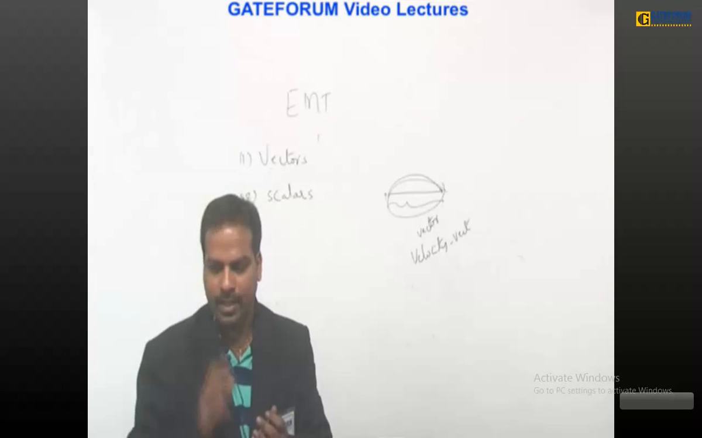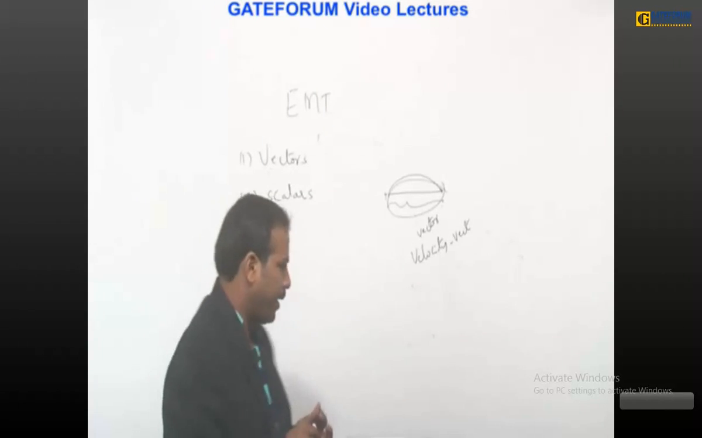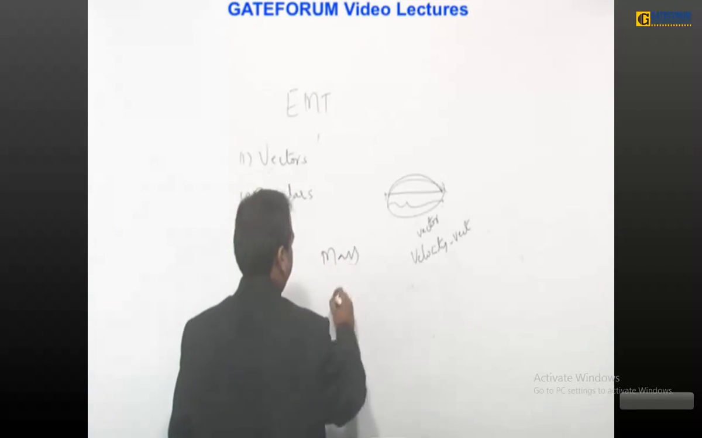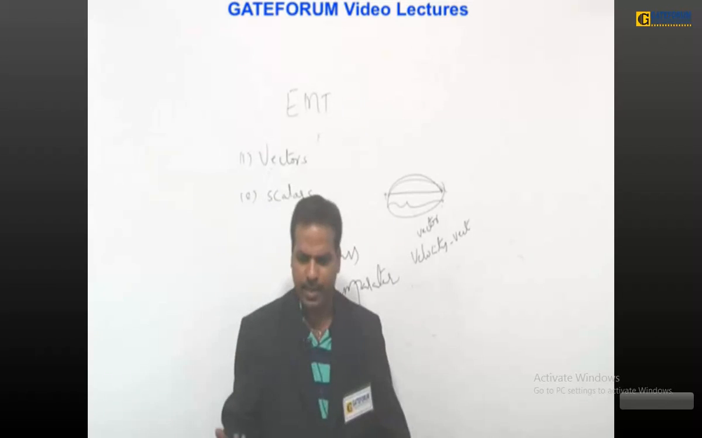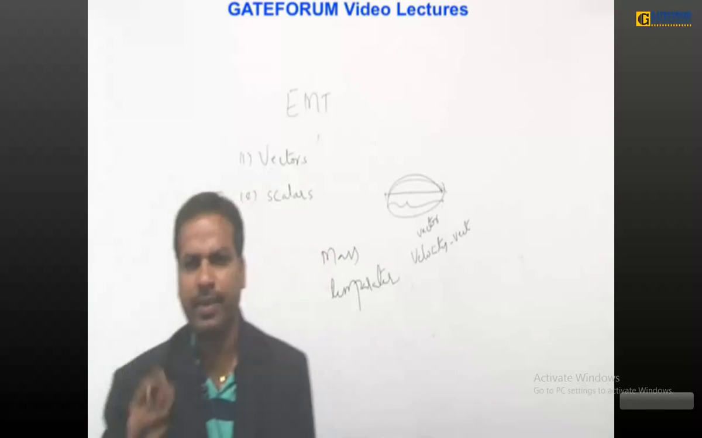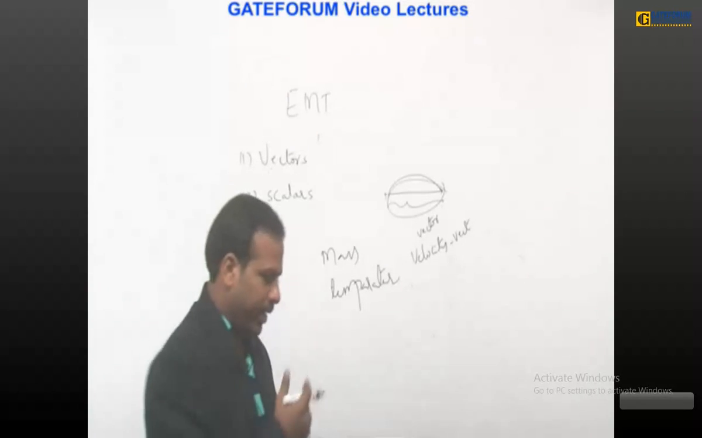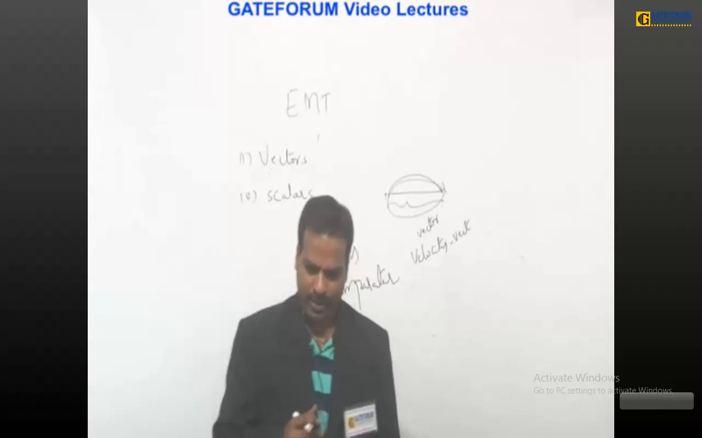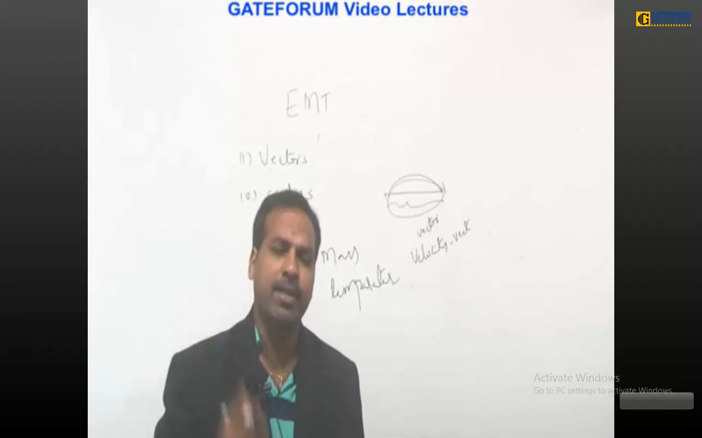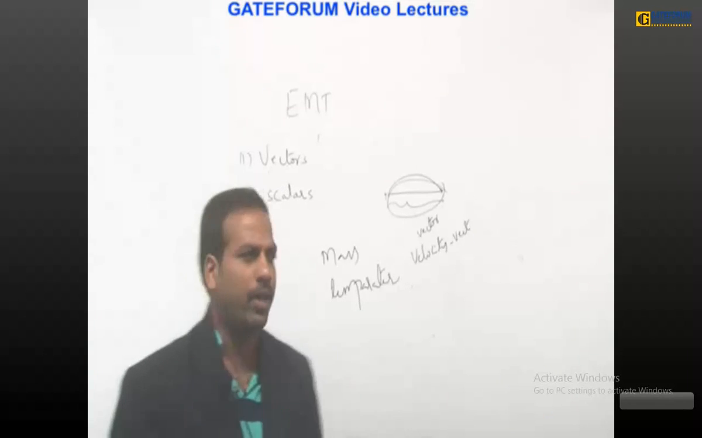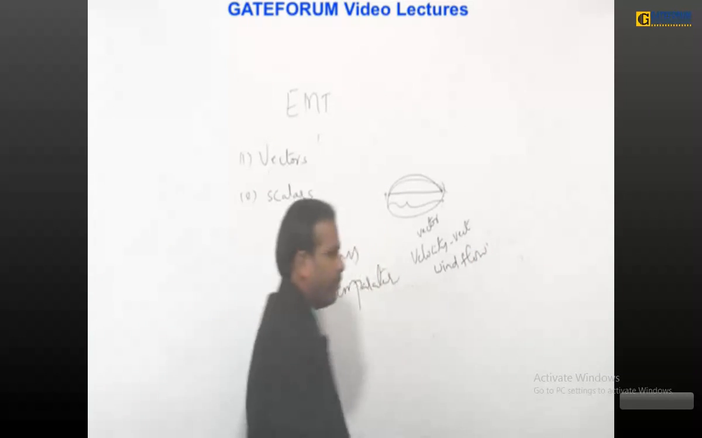For example, let us consider mass, or let us say temperature. When you look at temperature, it is present at each and every point, but there is no specific direction with respect to temperature. But consider the wind flow in a certain area. Wind flow may be small or more in a certain region, but it always has a certain direction. That means wind flow can be an example of a vector.